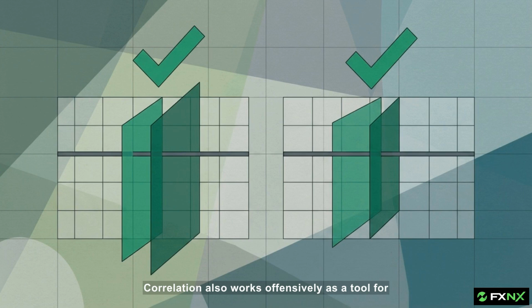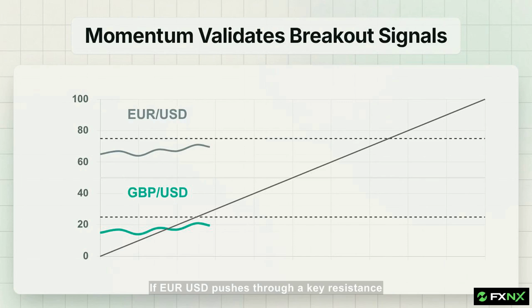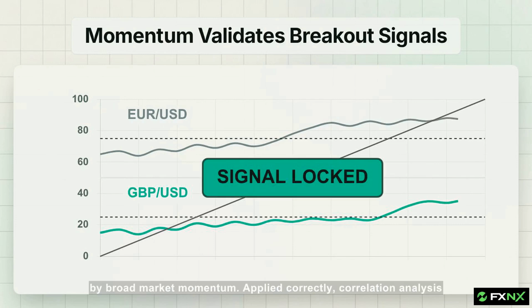Correlation also works offensively as a tool for trade confirmation. Checking a highly correlated partner pair can validate your technical signals and filter out false breakouts. This chart shows two correlated pairs. If EUR/USD pushes through a key resistance level, you wait to check GBP/USD. If that partner pair breaks its own resistance simultaneously, your signal is validated by broad market momentum.